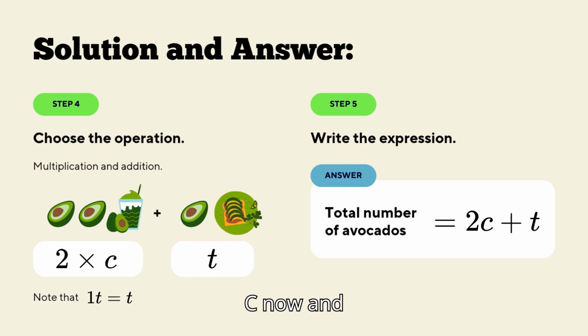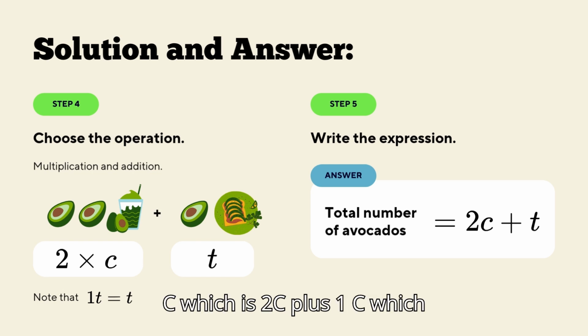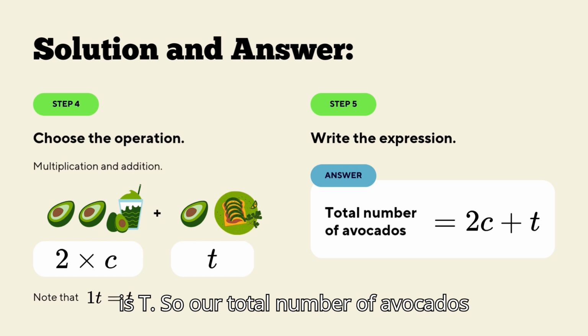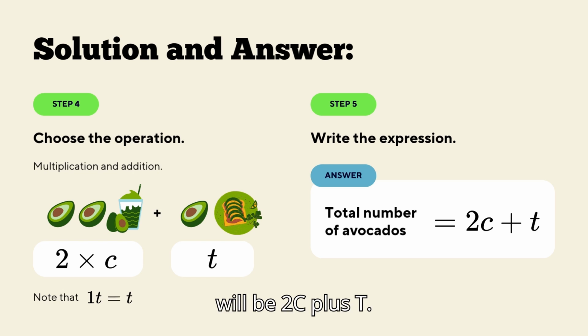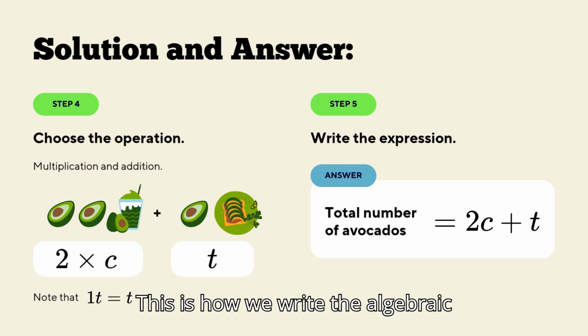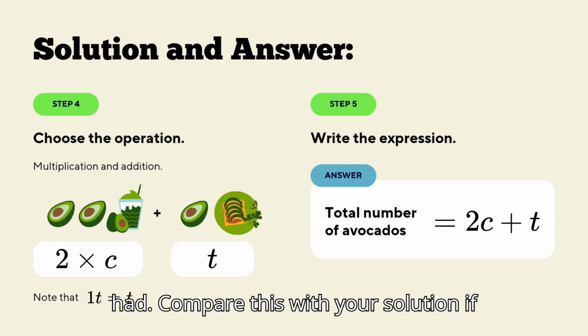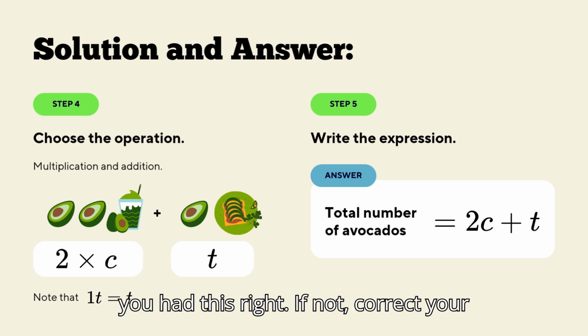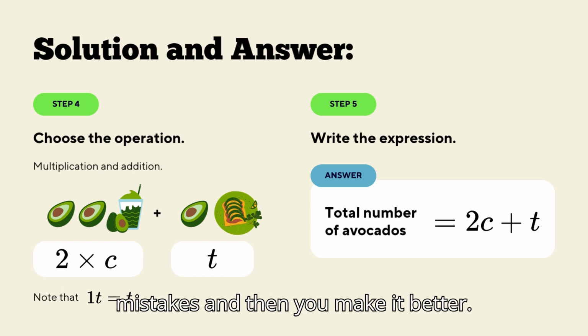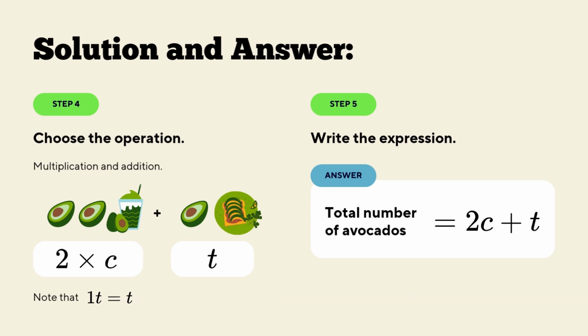And for every avocado toast, we need 1 avocado. That is 1 times T. So you have 2 times C, which is 2C, plus 1 times T, which is T. So our total number of avocados will be 2C plus T. This is how we write the algebraic expression from the information that we had. Compare this with your solution to see if you had this right. If not, correct your mistakes and then make it better.